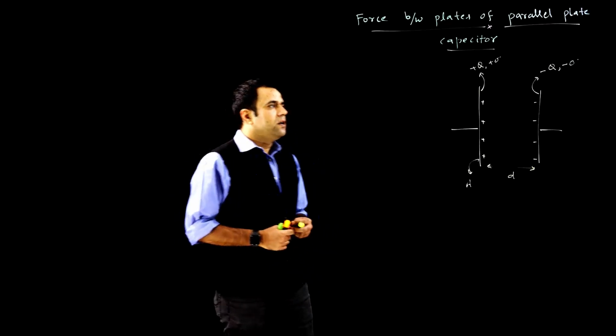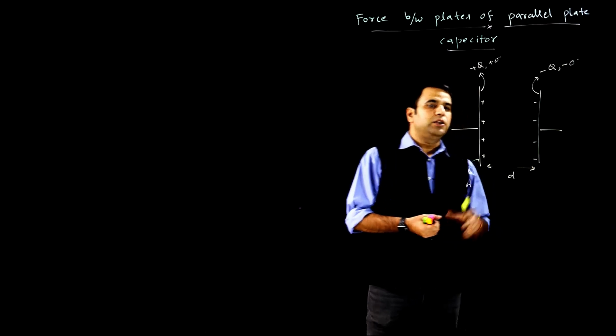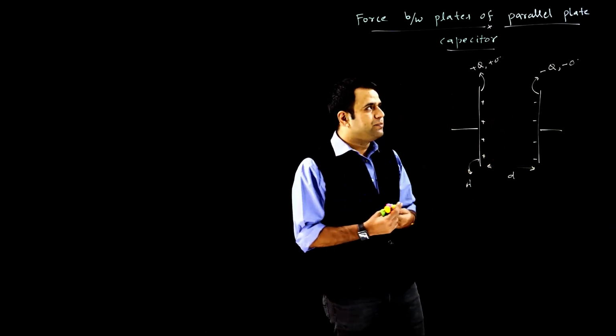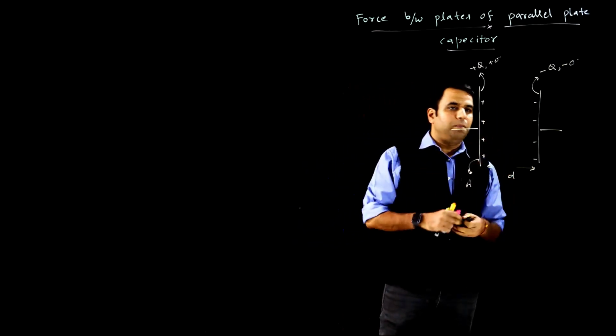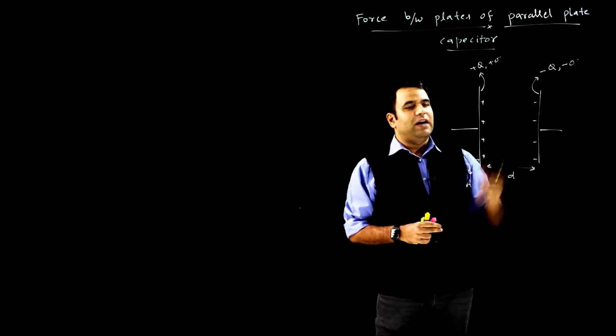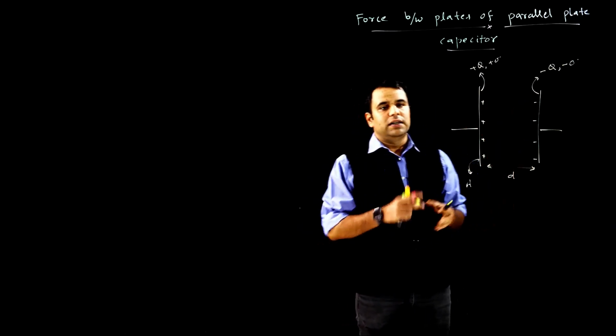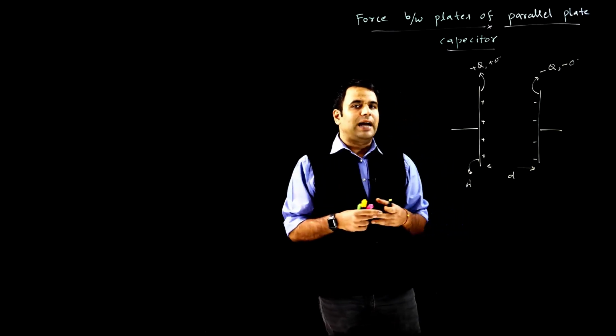Hello. Now we will calculate the force applied onto a single plate due to the other plate in case of a capacitor. We know this parallel plate capacitor consists of two parallel plates. One plate will have positive charge and the other plate will have negative charge. And obviously, if the signs of the charges are different, an attractive force acts between them.